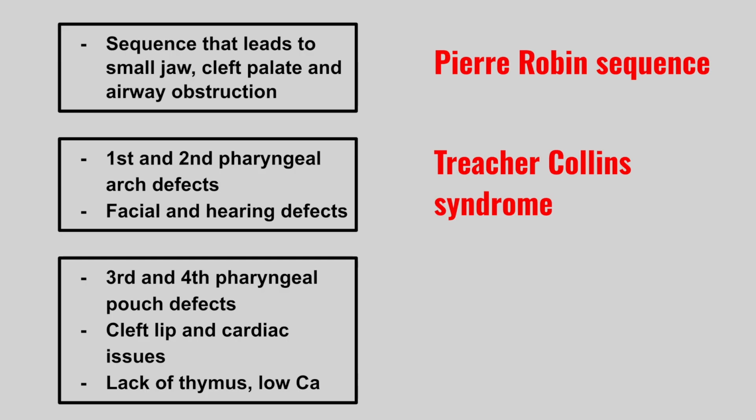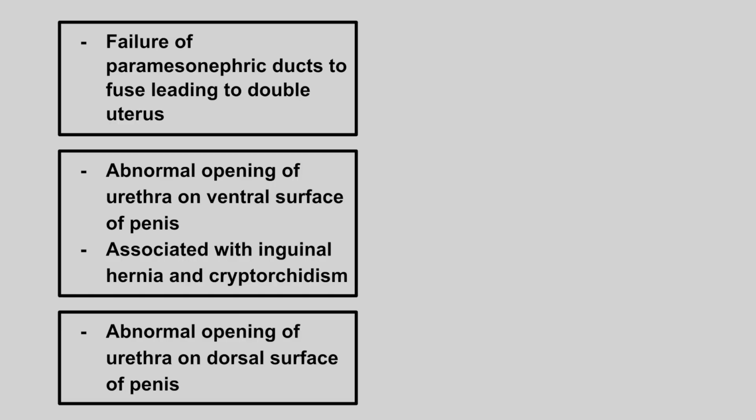Next, we're going to have third and fourth pharyngeal pouch defects, cleft lip and cardiac issues, a lack of thymus, and low calcium. So this is DiGeorge syndrome. Now we have failure of the paramesonephric ducts to fuse, leading to a double uterus. So this is uterine didelphys.